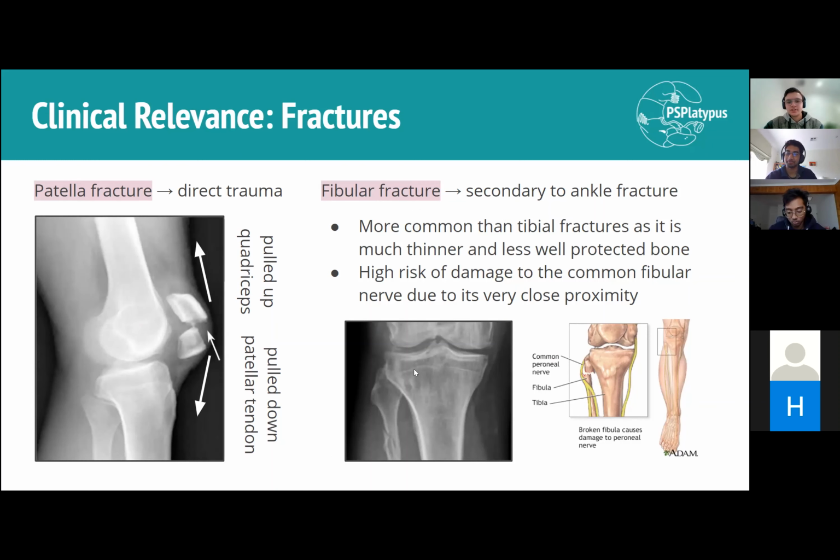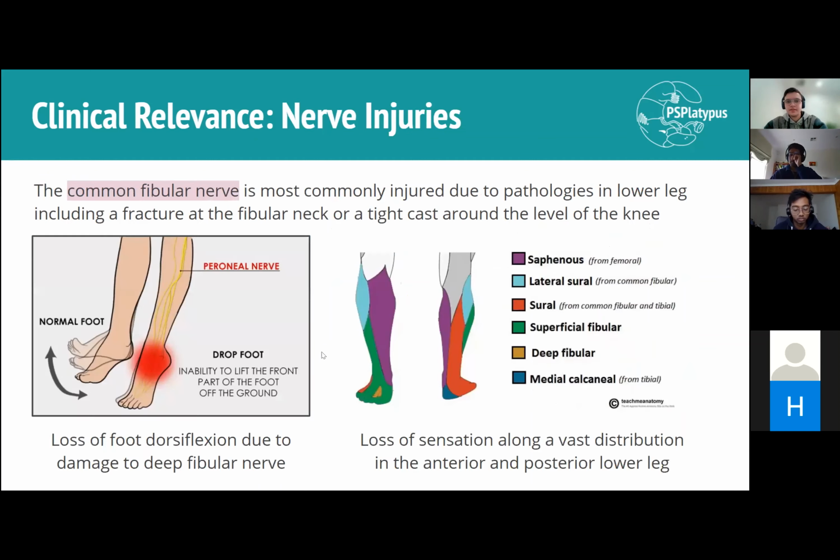Whereas the tibia is such a thick bone that even if I was to hit it, and you can, actually, I don't think I should recommend this, but if you try kicking yourself on the side that has the tibia on it, you'll feel how strong that bone is. It's very difficult to damage that bone. So generally the fibular fractures are more common.